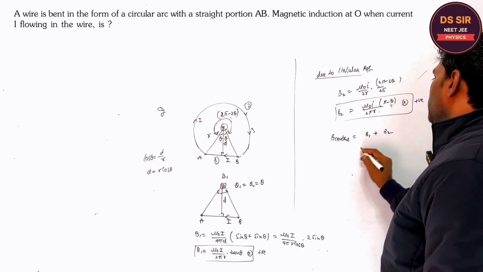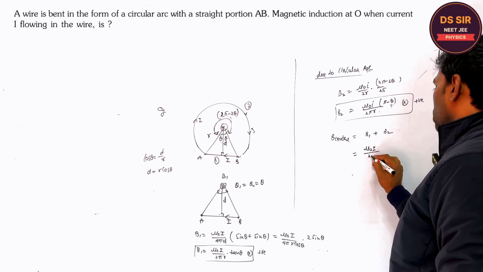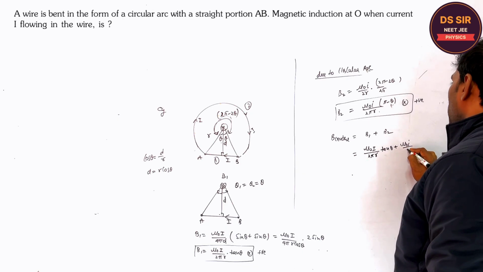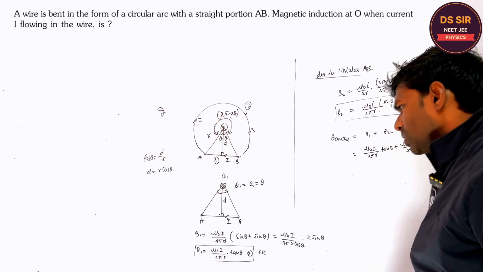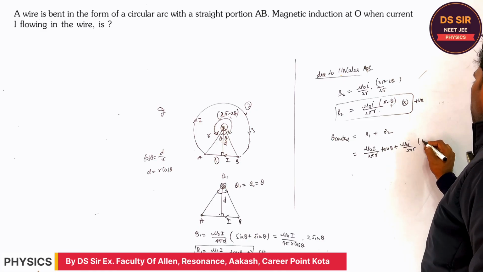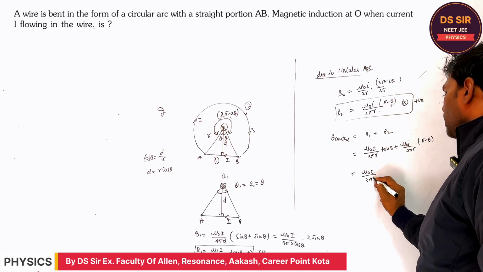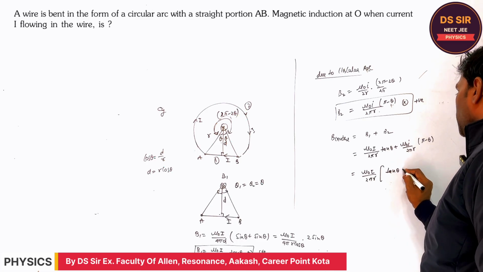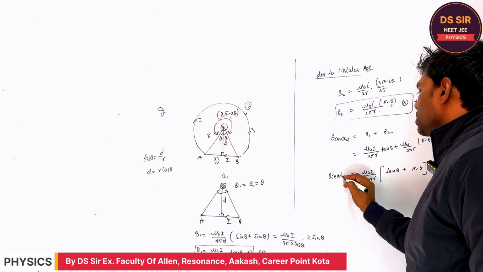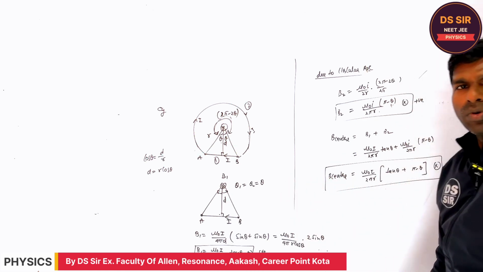B1 plus B2. B1 is mu naught I upon 2 pi r tan theta, and B2 is mu naught I upon 2 pi r times pi minus theta. So if you take common, mu naught I upon 2 pi r, tan theta plus pi minus theta is left. So this is the magnetic field at the center and the direction will be into the board, right?